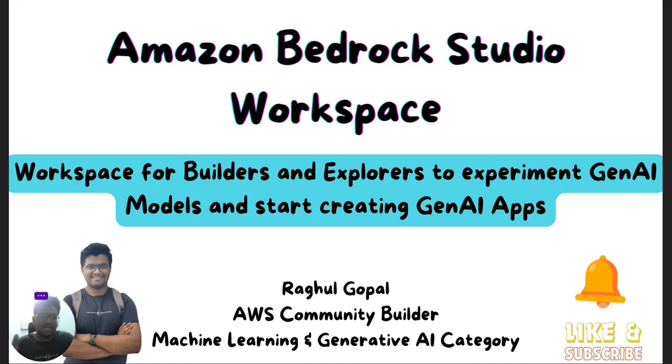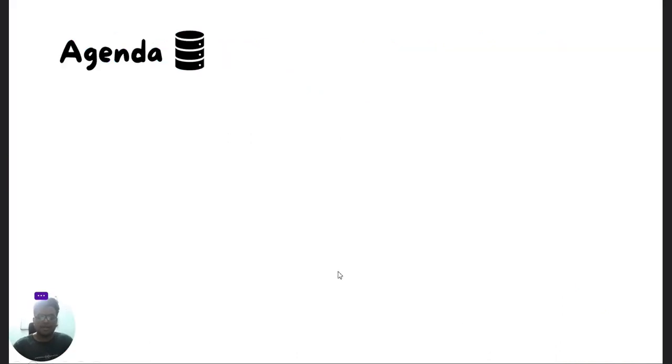So today the session title is Amazon Bedrock Studio Workspace, a workspace for builders and explorers to experiment with generative AI models and start creating Gen AI apps. So we're going to start by giving you a base of it, and I've already created it, but it's going to be very simple. You have to create the roles and policies, and attach the policy to the roles. That's the thing you have to do inside it, right? So let's get into the video.